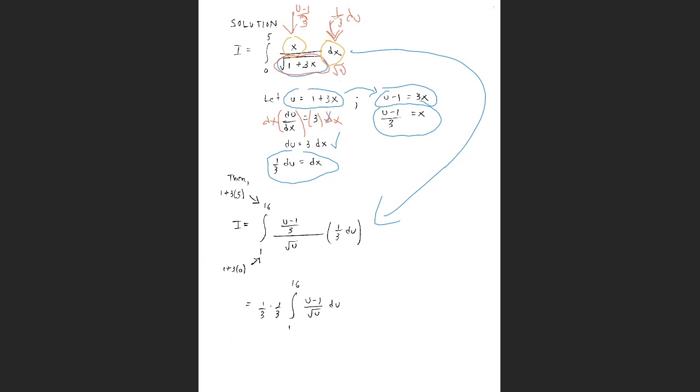But don't forget, the limits have to get changed as well. The bottom x limit was 0, right? But u is 1 plus 3 times x. So 1 plus 3 times 0 would be the corresponding u limit, and that just equals 1. Similarly, for the top limit, the x limit was 5. Well, 1 plus 3 times 5 is 16. So you see you've got new limits here, 1 and 16.